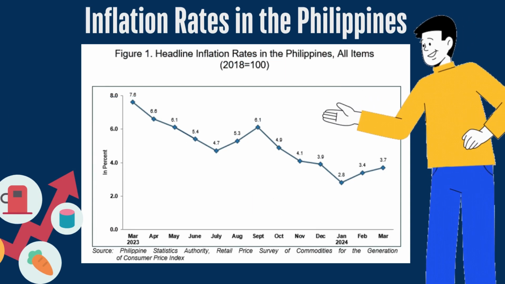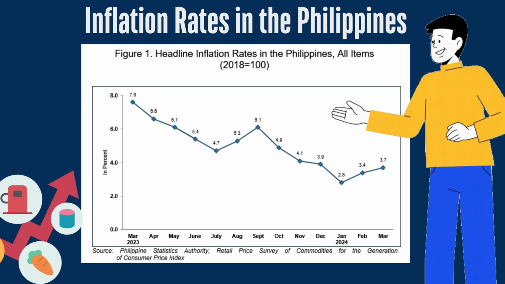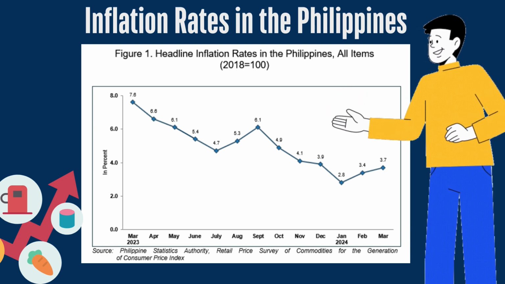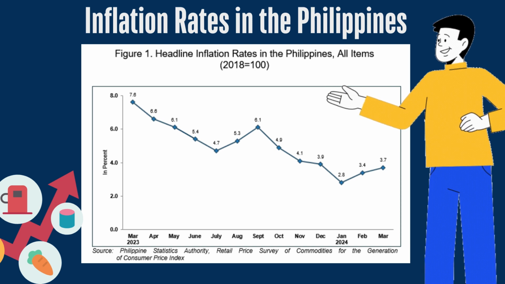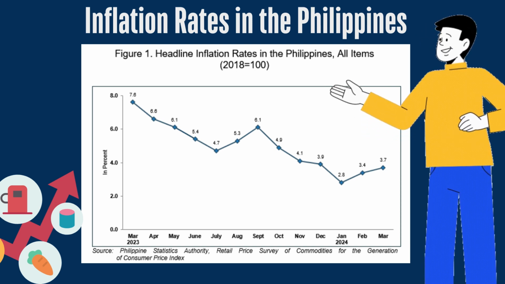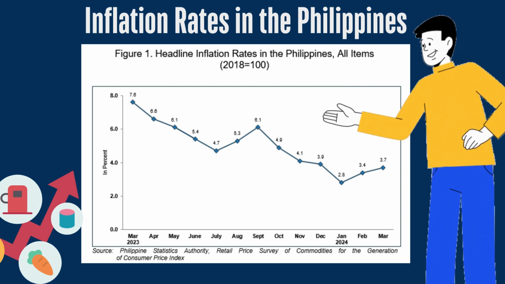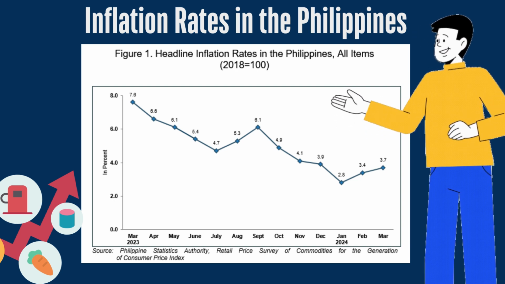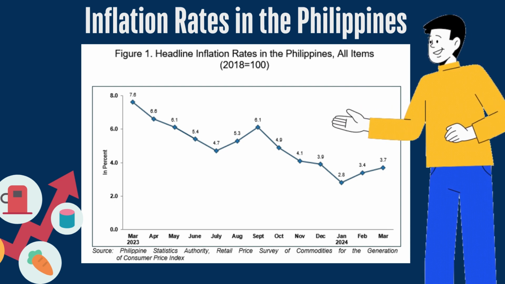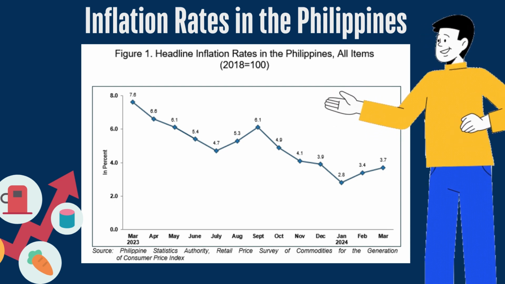The first is inflation. Inflation refers to the general increase in price levels over time, leading to a decrease in the purchasing power of currency. It is measured using the Consumer Price Index or CPI, which is based on the cost of purchasing a fixed basket of goods and services. Here is an example of an inflation graph.